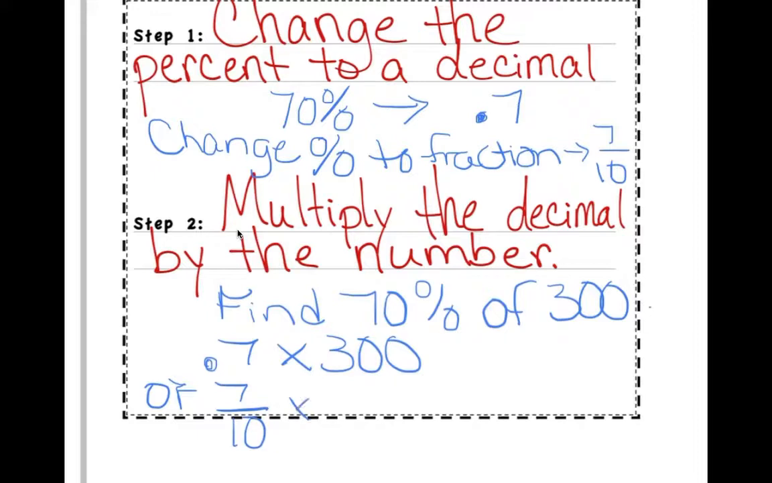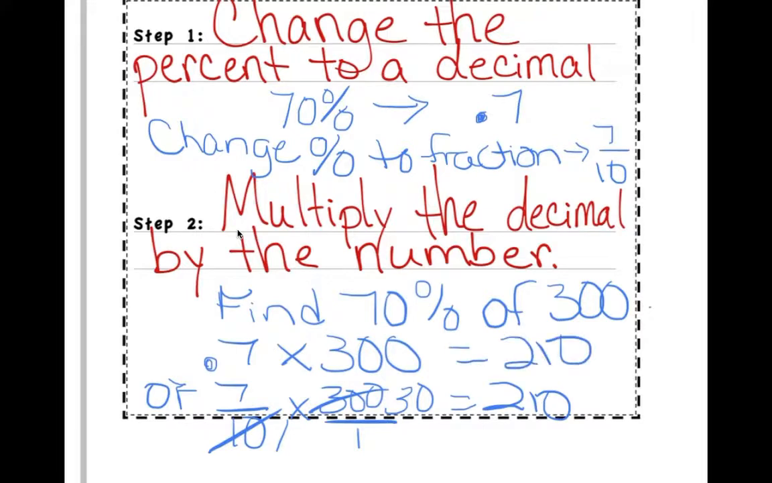7/10 times 300, which you can do pretty easily. You can put 300 over 1, cross simplify, of course, and you would end up with 210, or this is also 210. Okay, so that's really easy, right? Hopefully you thought so too. All right, let's go do some examples.